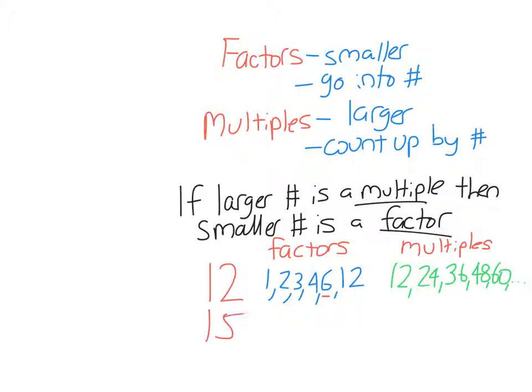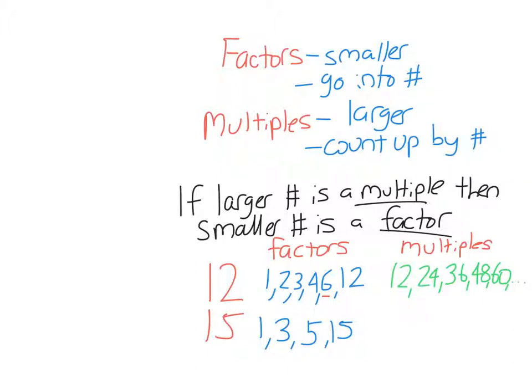Okay, so for factors of 15, we need to find numbers less than or equal to 15 that go into it. So again, it will always have at least 2 factors, 1 and itself. So let's try 2. Is 2 a factor of 15? No, 2 doesn't go into 15. If you do 15 divide 2, you don't get a whole number. So the next number is 3. So 3 goes into 15 and is multiplied by 5. 3 times 5 is 15.